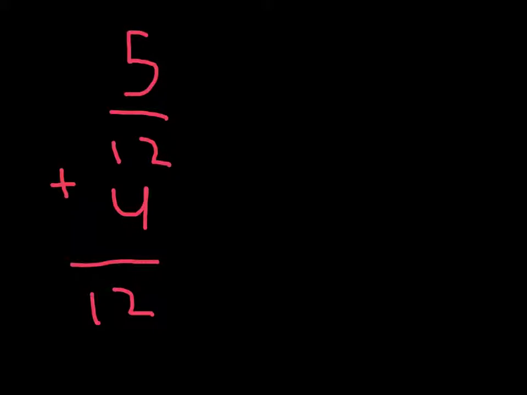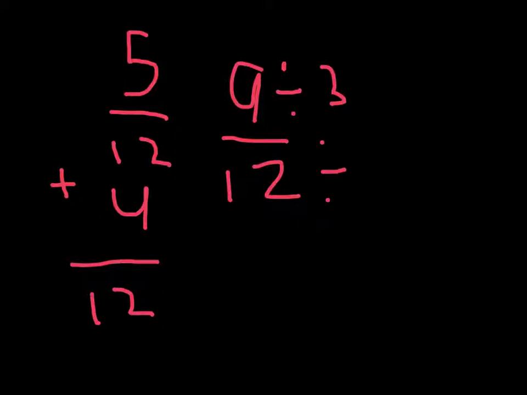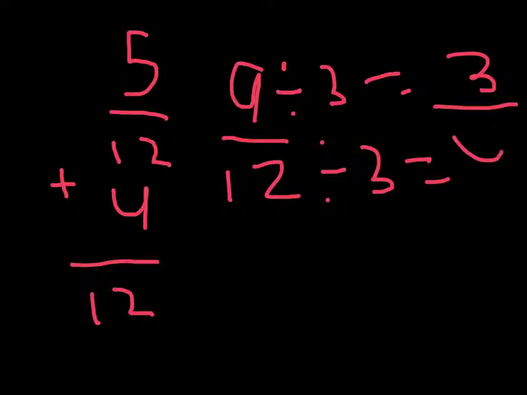The denominators are the same, so we'll add across the numerators. We'll add the numerators to get 9/12. But it's not in simplest form, so we'll divide it by 3. 9 divided by 3 is 3. 12 divided by 3 is 4. So your answer is 3/4. But in your book, it's D. And if you got D, congratulations, or 3/4.